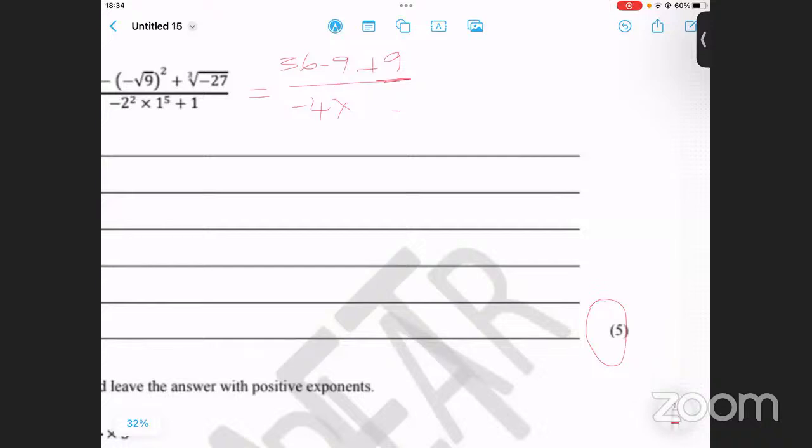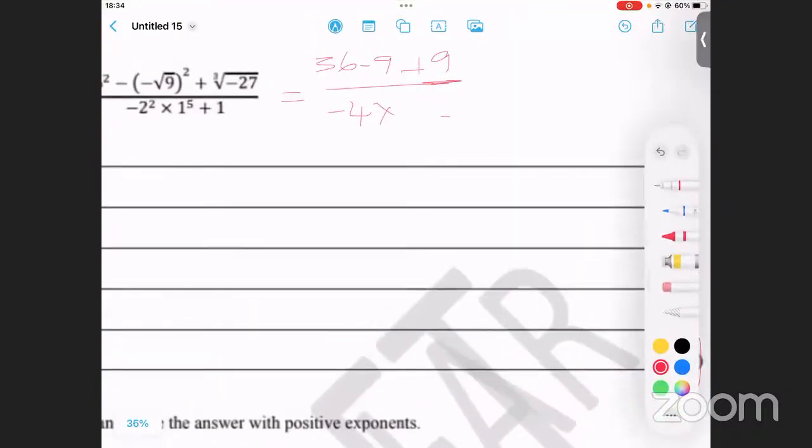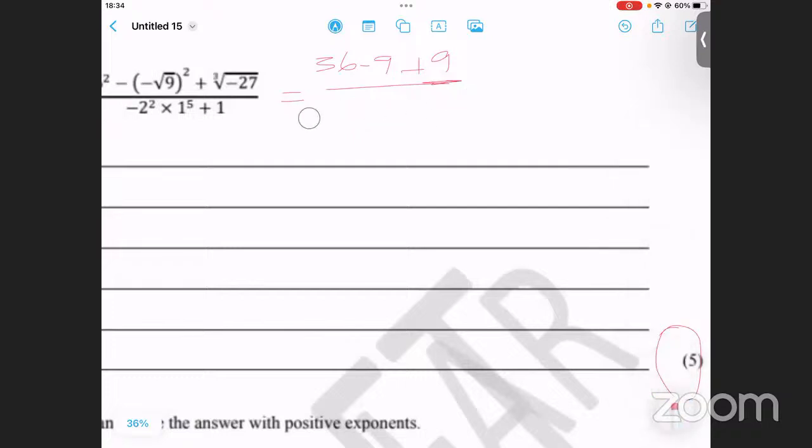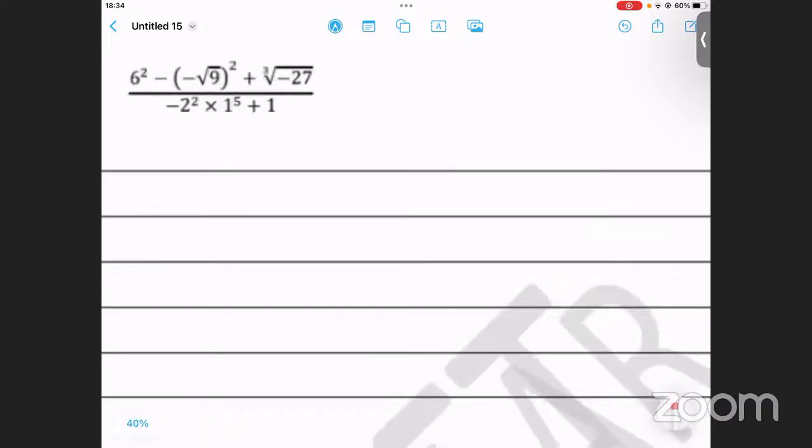Okay, thank you. Let me see. Nyaki, how did you do it? Ma'am, so I also simplified, so I got 36. Then, ma'am, I got plus 9 minus 3 divided by negative 4. Wait, how did you get to 9 here?